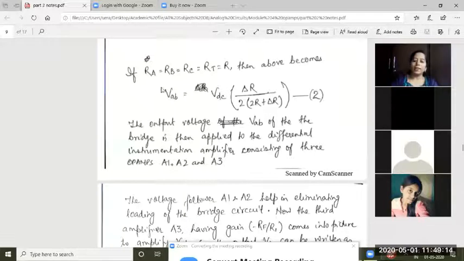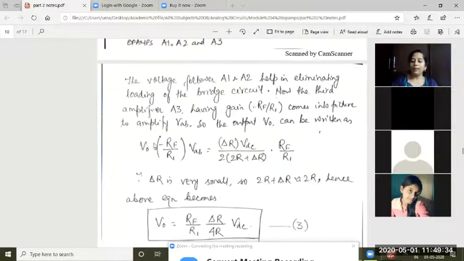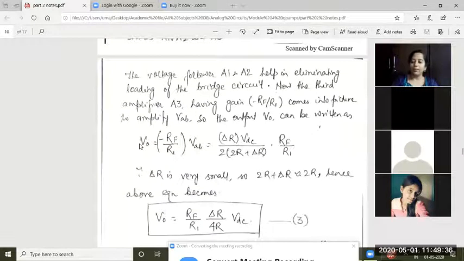This input voltage VAB is written in terms of the change in the value of the transducer resistance, divided by 4R plus 2 delta R, or I can write it as delta R into VDC divided by 2 into 2R plus delta R. Okay. So now, if I want to find the final output voltage after the difference amplifier circuit.